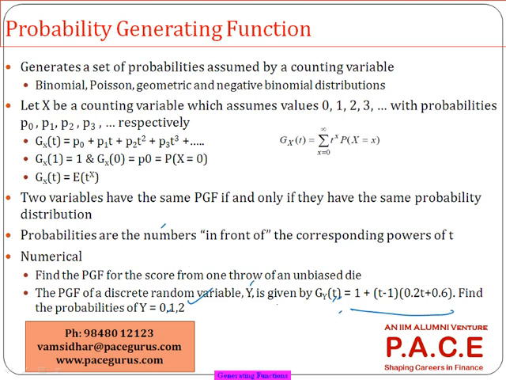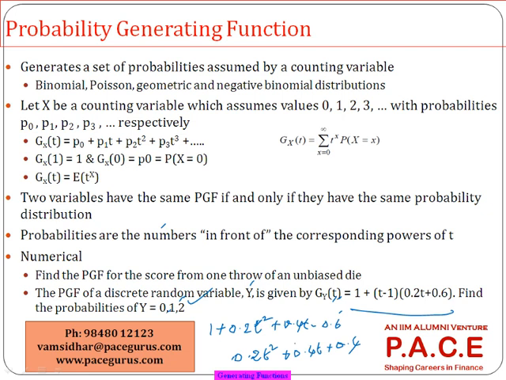Simply expand this. 1 plus 0.2 t square, t minus 1 into 0.2 plus 2t plus 6. So 0.6 t minus 0.2 t plus 0.4 t minus 0.6, which is 0.2 t square plus 0.4 t plus 0.4. This is the expansion. Now look at the sum of all the probabilities.